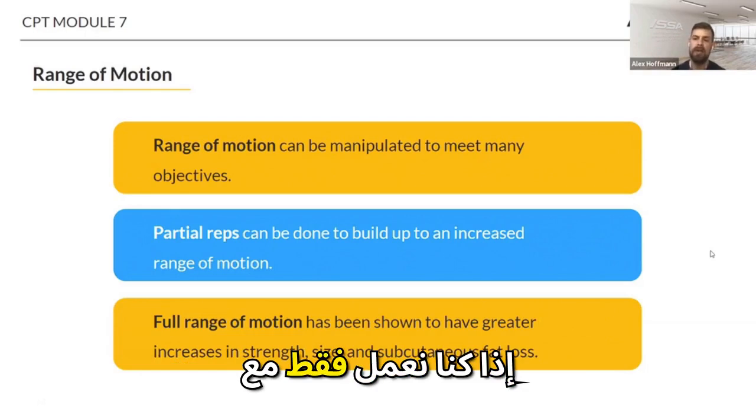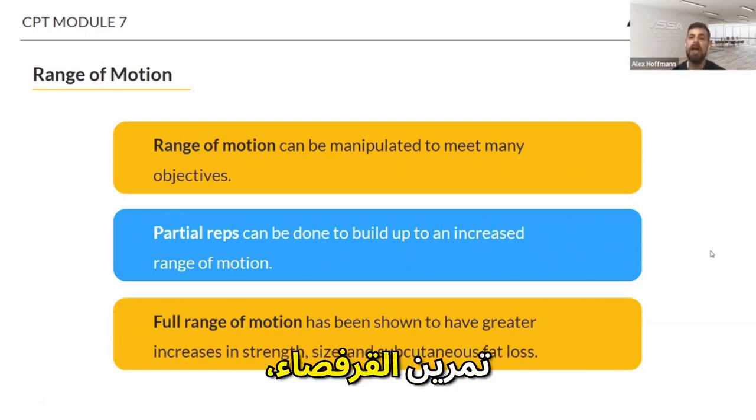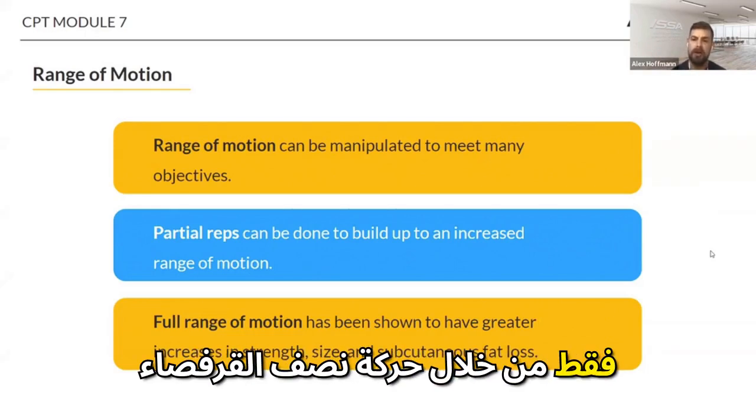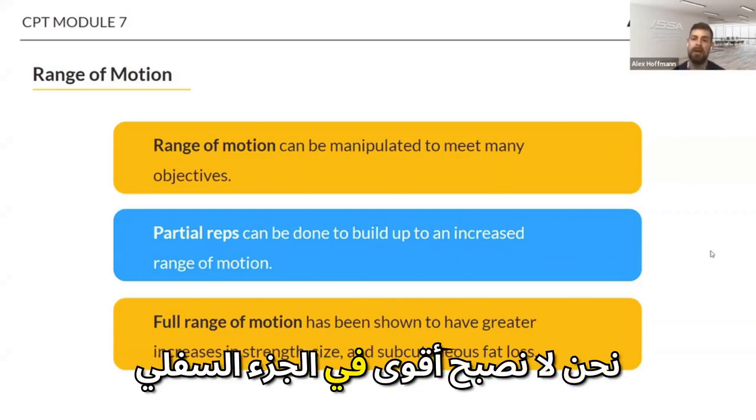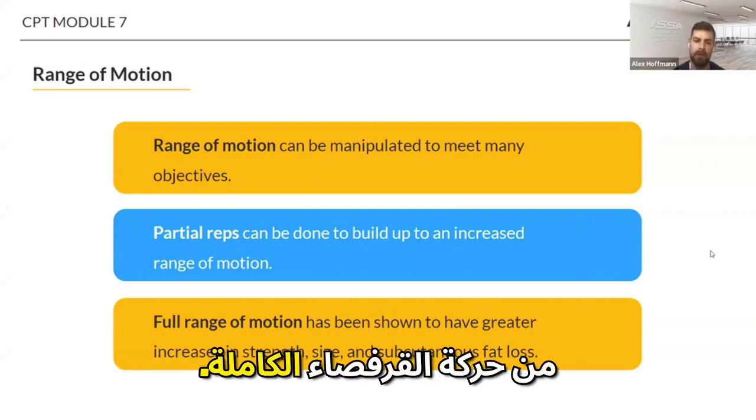So if we're only working with partial reps, say in a squat, that means our muscles are only getting stronger through that half squat movement that we're doing. We're not getting stronger at the bottom of a full squat movement.